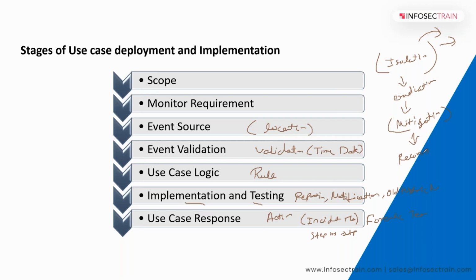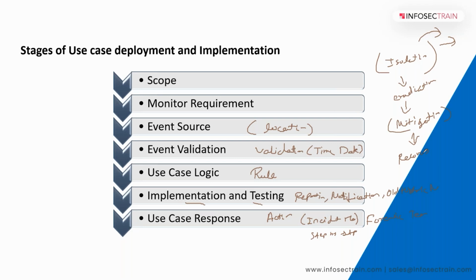Then we have event validation. If any event has occurred, validate those events again, by what time, by what date. A timestamp is given on every event, on every log. So this log has been collected on XYZ date and time, and from where all the information has been stored inside it.